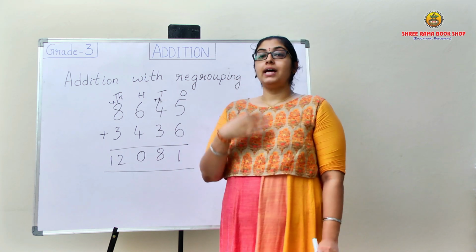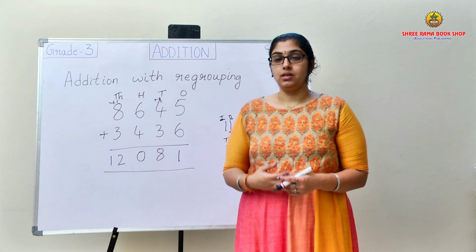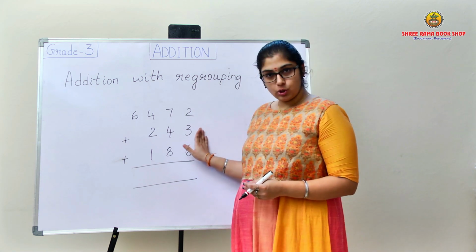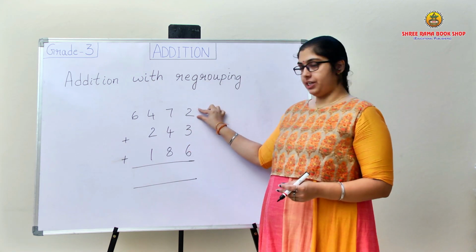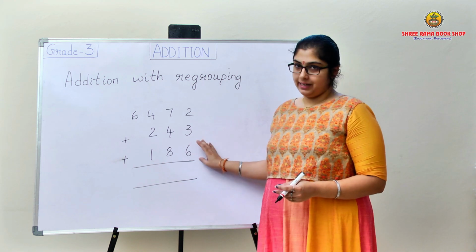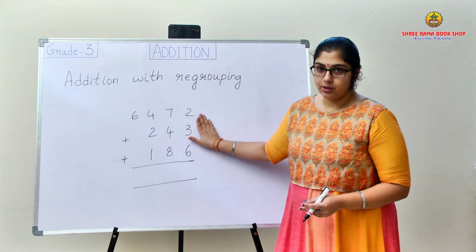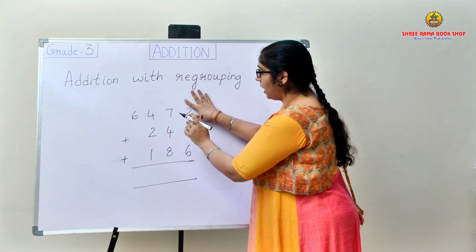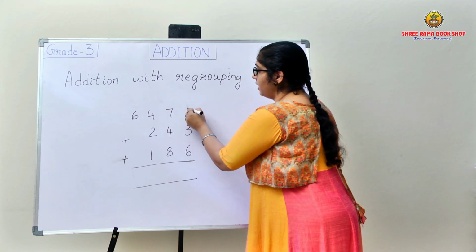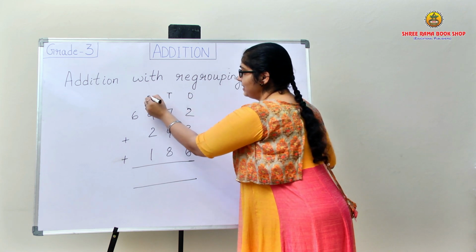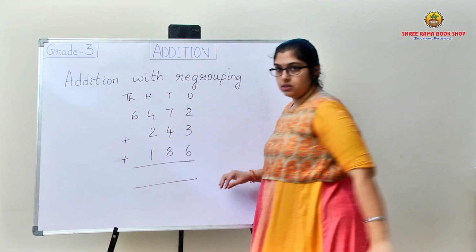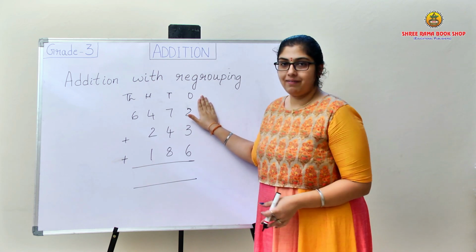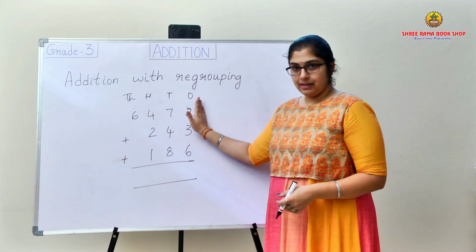If there are more than 2 or 3 numbers, how do you add? You take 3 numbers over here, the digits are different. It is a 4-digit number and a 3-digit number and again a 3-digit number. So first I need to keep the place values, that is ones, tens, hundreds and thousands. I'll write a little bit up so that I have place for carrying. Like always, I'll start from the ones place.